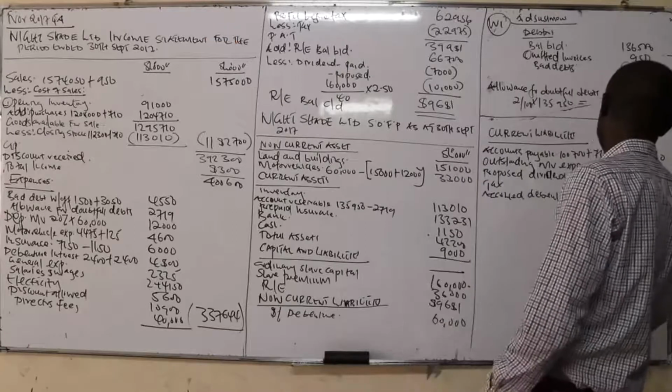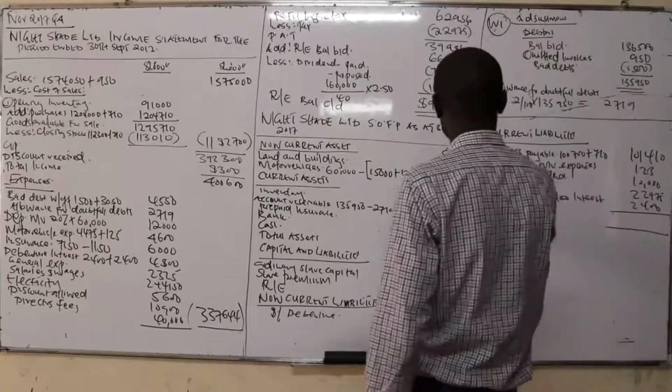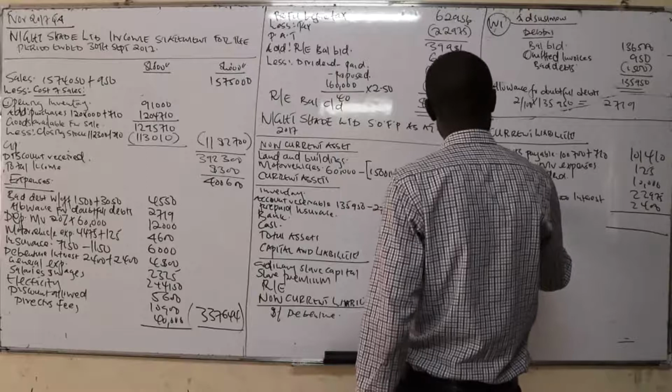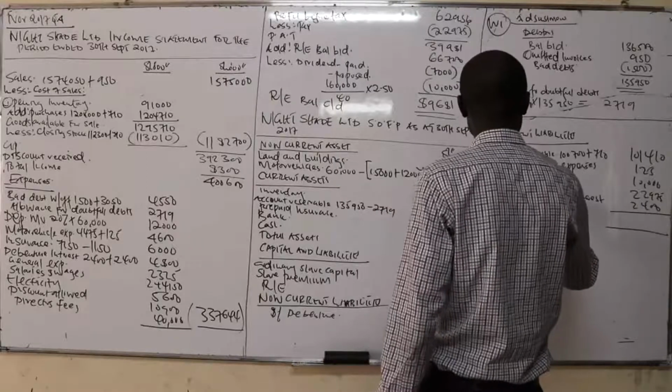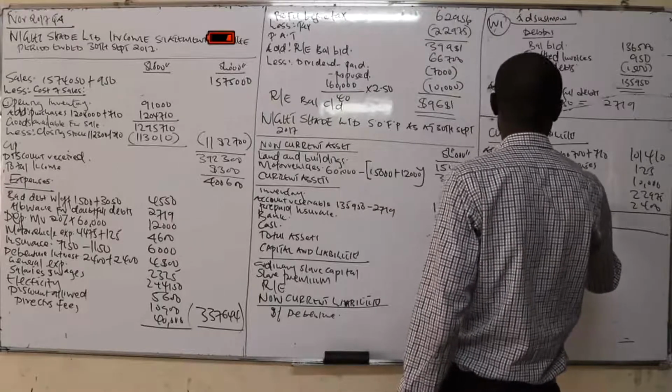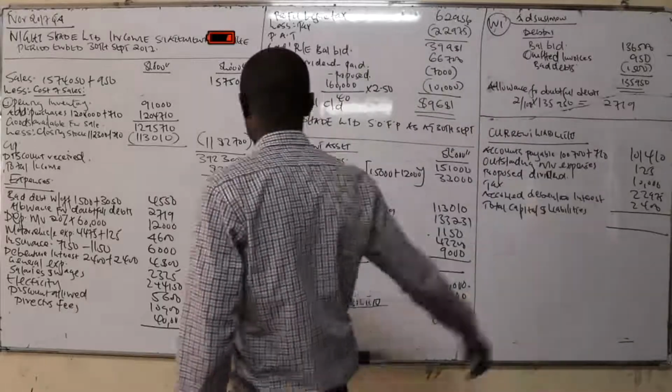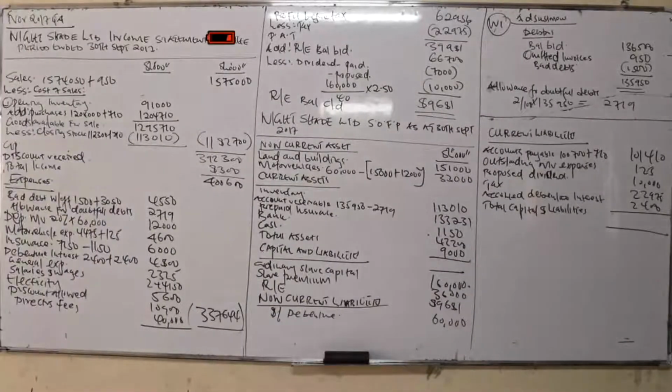So that is total capital and liabilities. So can we add this one, and another one to add that one? We see whether they balance. Total capital and liabilities.